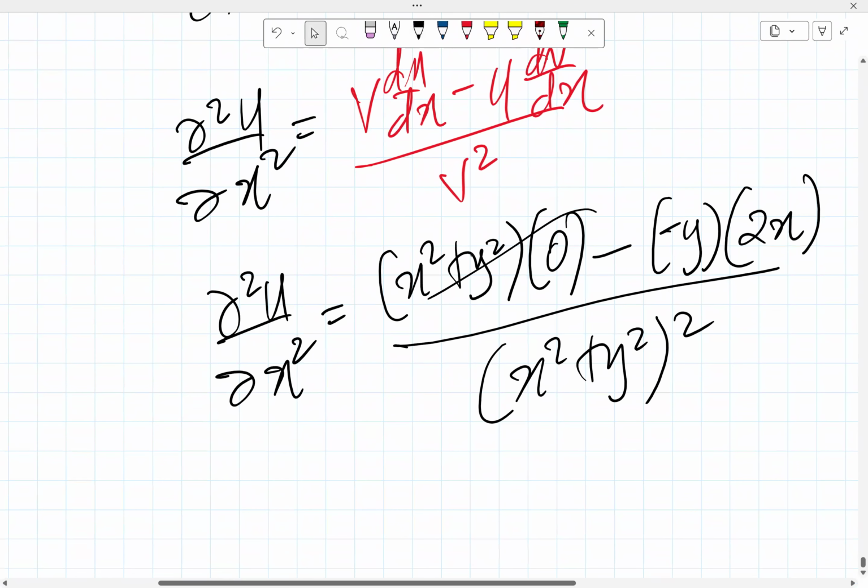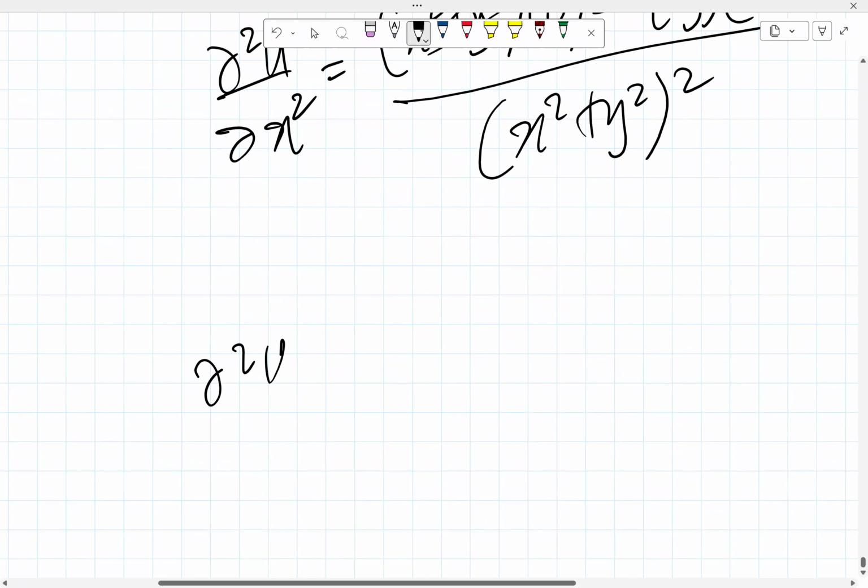So this goes easily. So you have partial squared u, partial x squared equals, since this is already 0, minus and minus is plus, so you have 2xy up there, all over x squared plus y squared down here. So we have partial squared u, partial x squared settled.